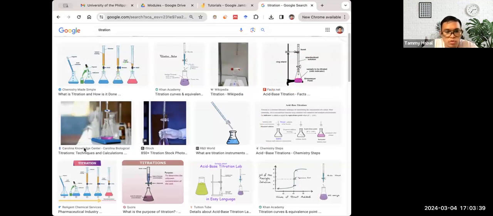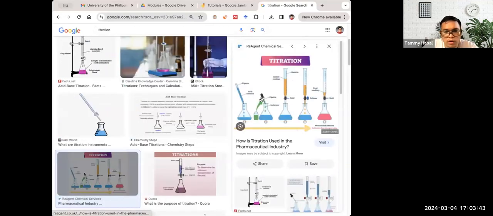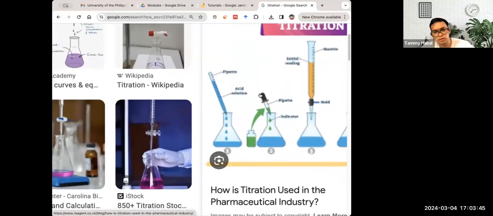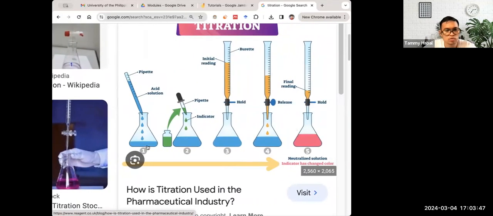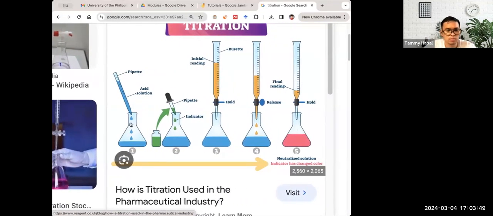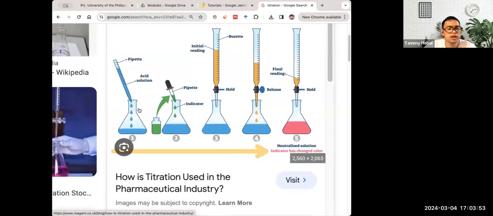So this is how you titrate. Typically you have your pipette and your acid solution. So what do you call this? What do you call the solution inside your flask?